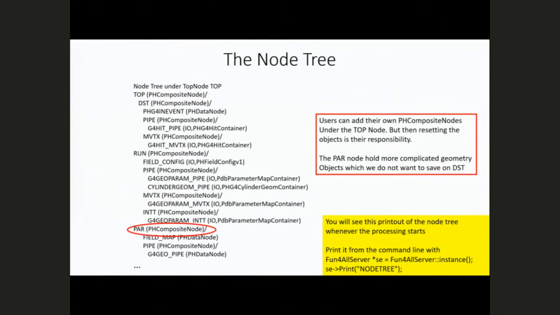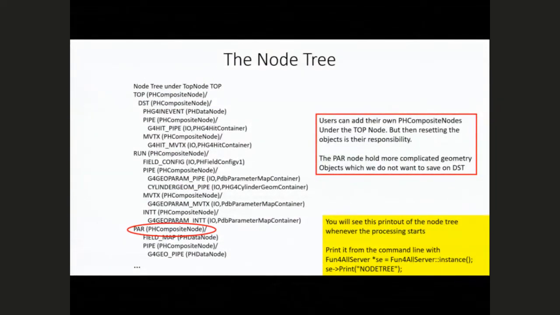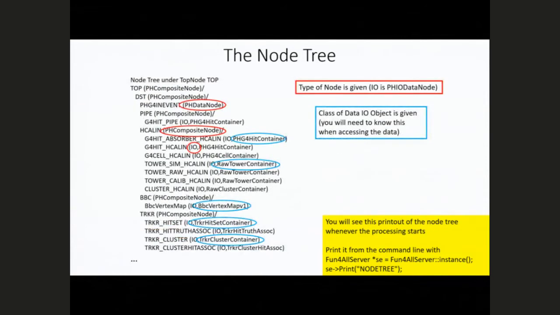What you see in our code is something called a power node, which contains more complicated geometry objects which we actually don't want to save on the DST. What we save on the DST are these guys: for the beam pipe, the parameters. Here's the geometry object for the beam pipe, which contains things in a way more suitable for accessing it with code. And the power node is not being touched by the framework, so that's absolutely under your control.